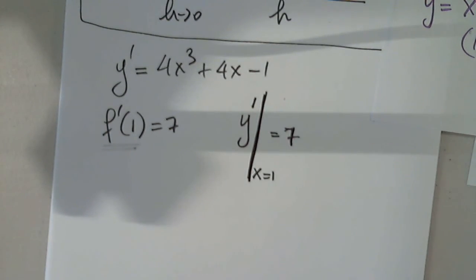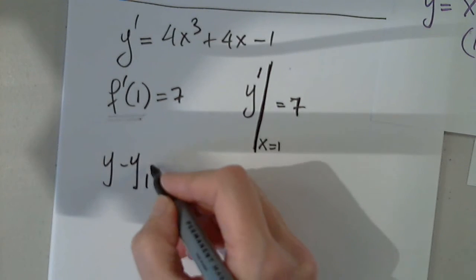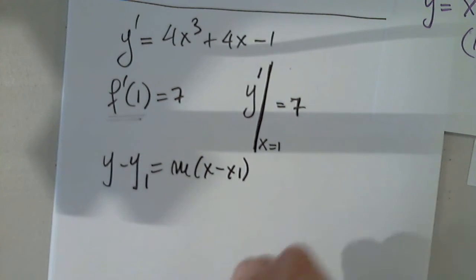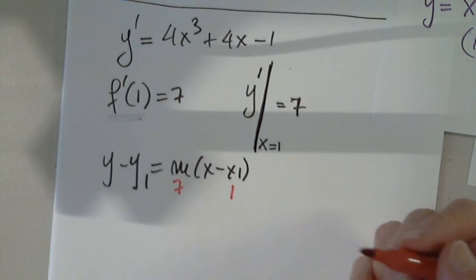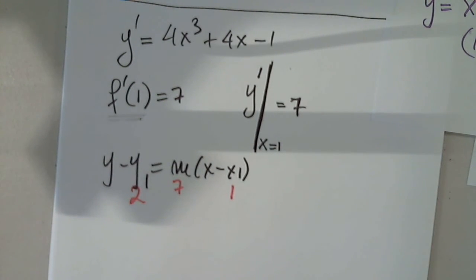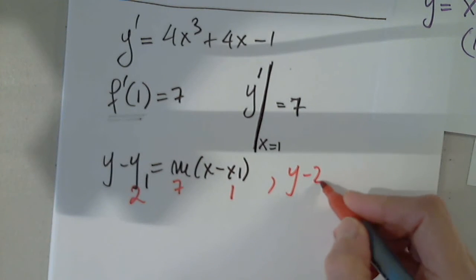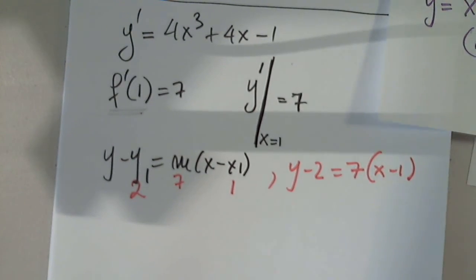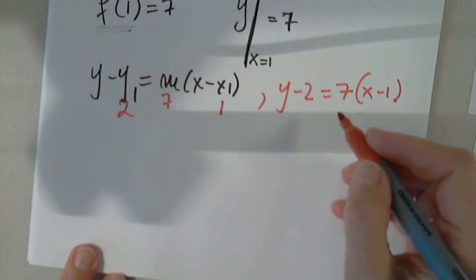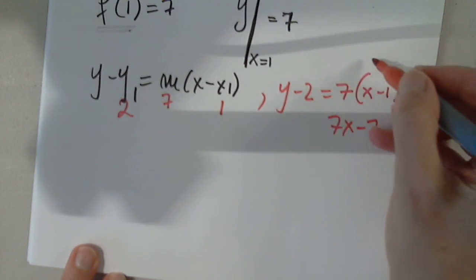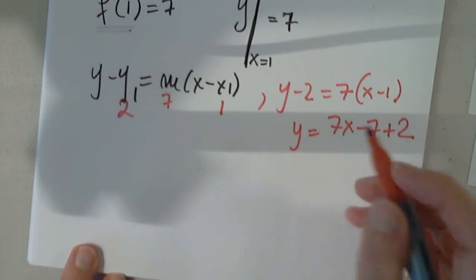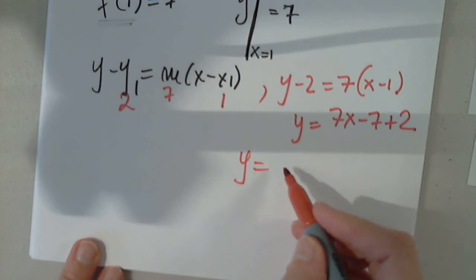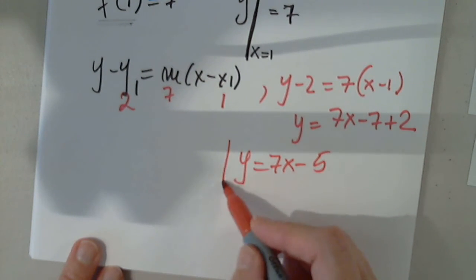Good, so then we have y minus y1 equals the slope times x minus x1, where the slope is 7. x1 is our point with coordinates 1 and 2. So then I have y minus 2 equals 7 times x minus 1. I distribute. I get 7x minus 7. And then I have to add 2. So final form, y equals 7x minus 5.